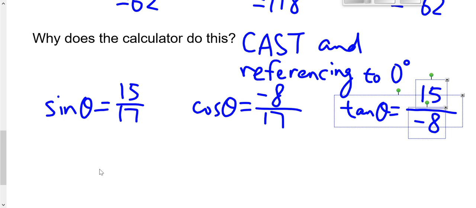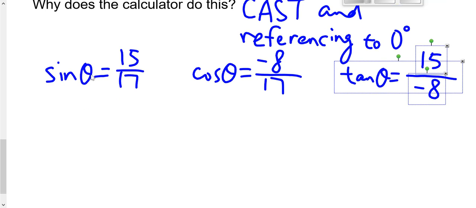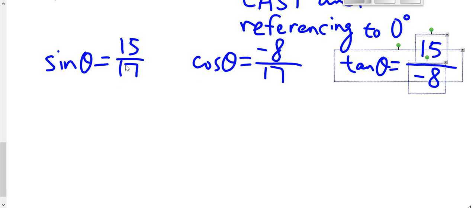Let's look at the first scenario. If you have something like this, sine theta is 15 over 17. So let's sketch this here to help you visualize what's going on. This is our original drawing.